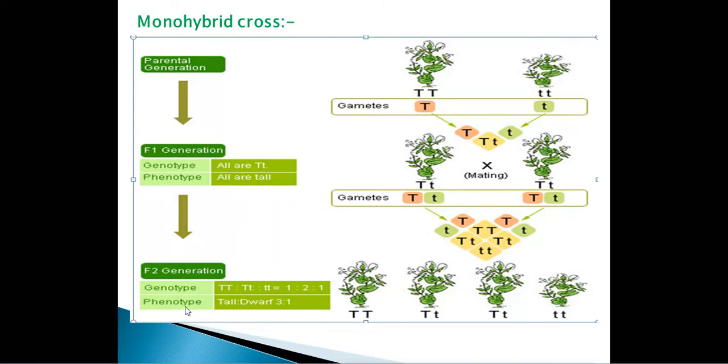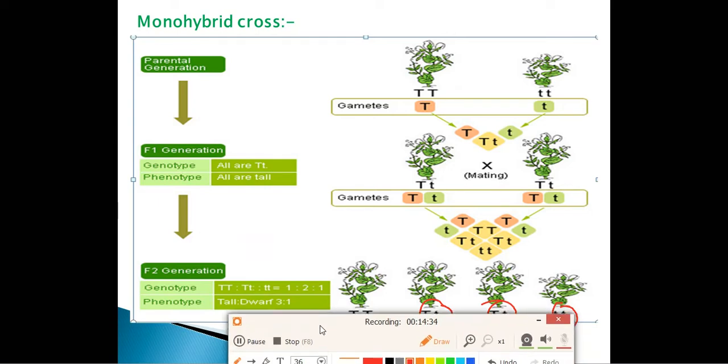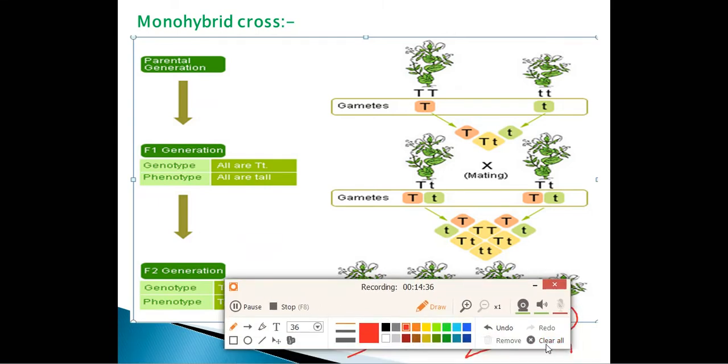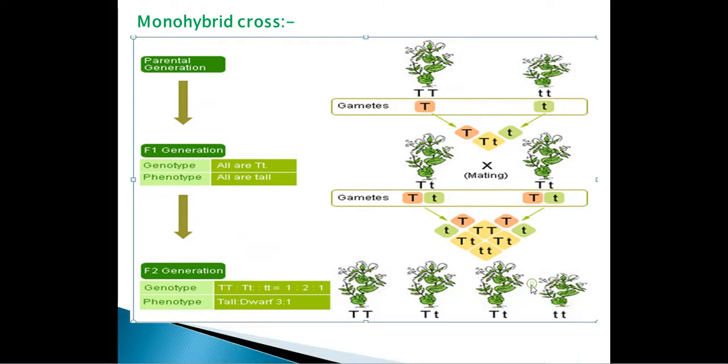Phenotypic means the physical characters, what we can see. We can see that there are three tall plants. So our phenotypic ratio will be 3:1, but the genotypic ratio will be 1:2:1. See, this one trait is only one, and these two are similar. That's why we have written 2 here and only 1 over there. So 1:2:1 is our genotypic ratio. So that's all about the monohybrid cross. Remember that in a monohybrid cross, in the F1 generation all the plants will be tall, but in the F2 generation there will be three tall plants and one dwarf plant.